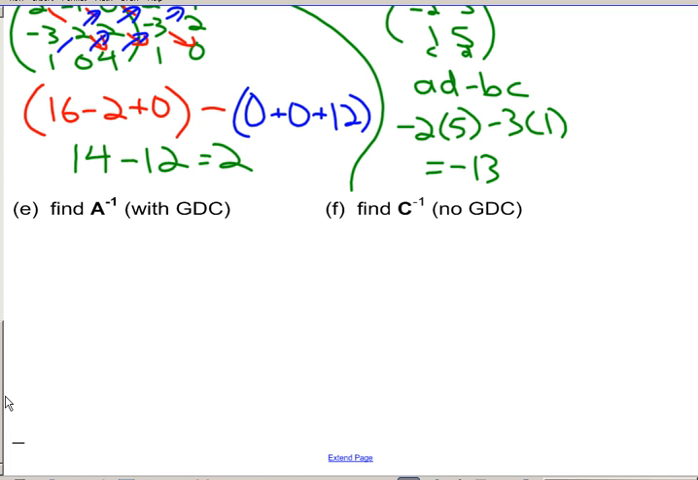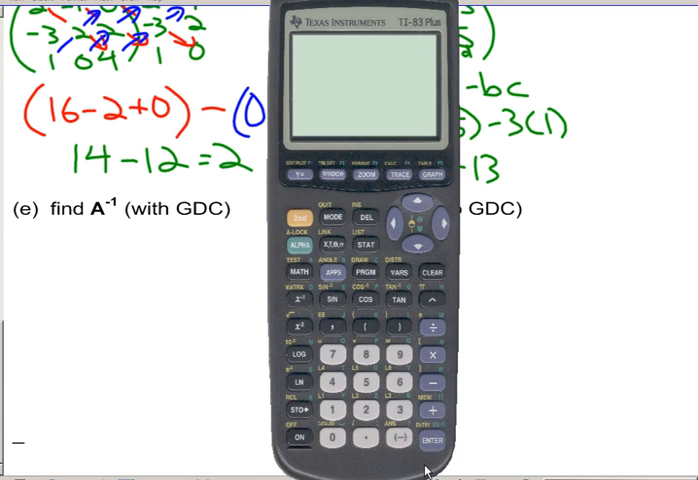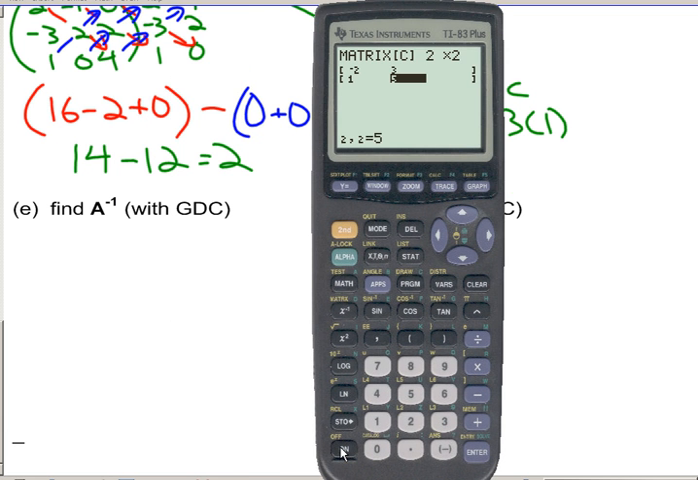Find the inverse of A. If you're asked for the inverse of a 3 by 3, it's going to be a paper 2 question. So all you need to do is put the matrix A in your GDC. And I've already done that. I've got my matrix A.